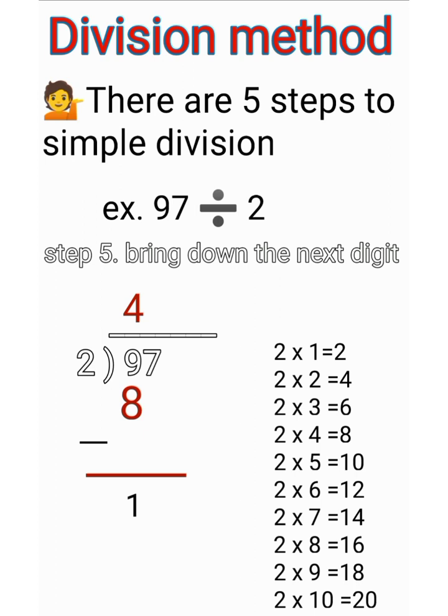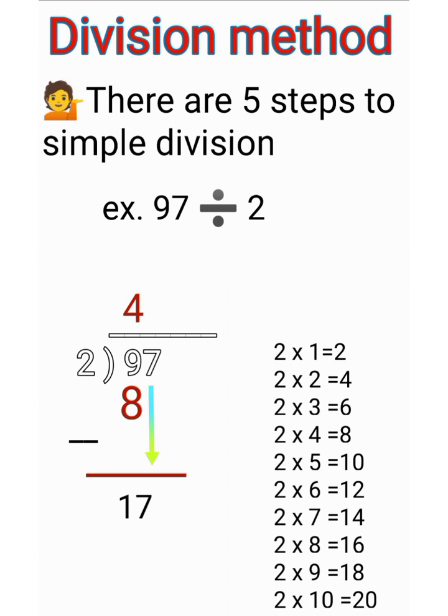Now let's move on to step 5, bring down the next digit. Children, let's bring down the next digit of 97. Let's bring down the 7. Yes, so we have the number 17 over here. So we can divide 17 by 2. Now again we apply the same steps 1 to 5.